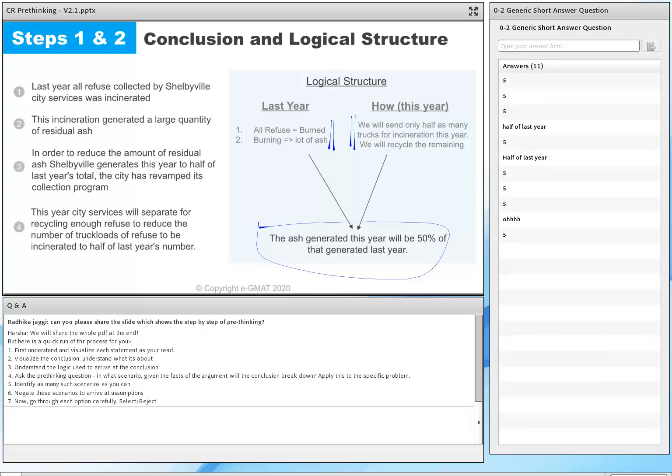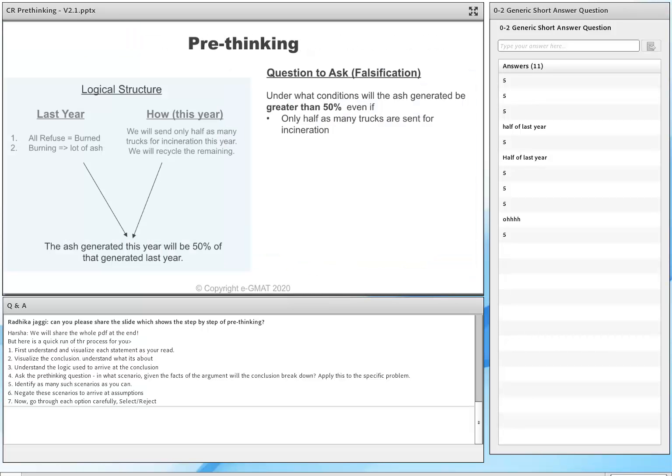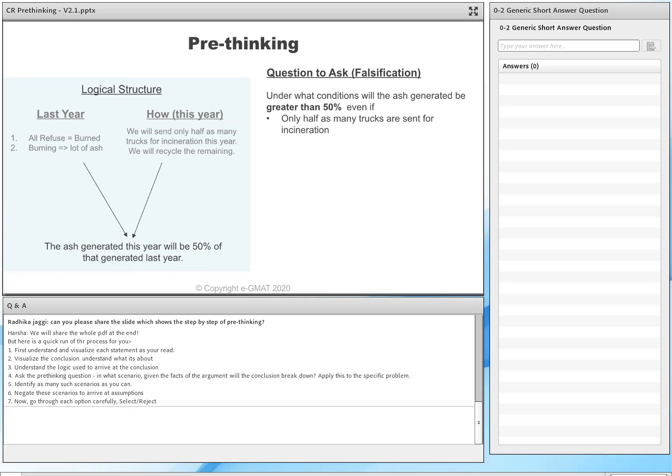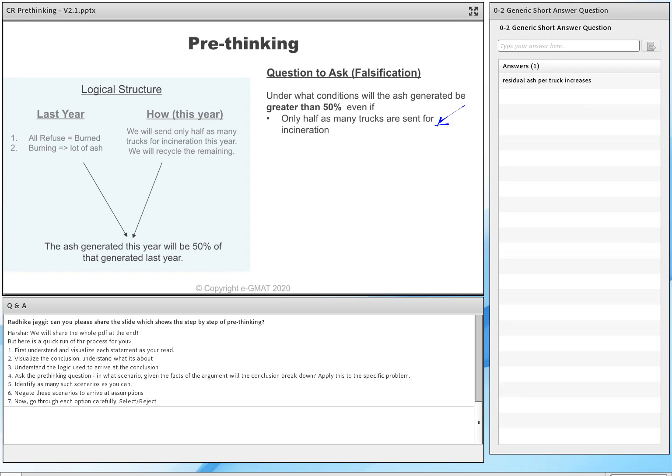Let's build a falsification question. In what conditions will the ash generated be more than half of what it was last year, given that we will only send half as many trucks? What's the only scenario in which we will get more ash? If the residual ash per truck increases, if you pack those trucks so tightly that each truck has a lot more garbage in there, which generates a lot more ash. Again, very similar to the highway miles question that we did. The logic is very similar.